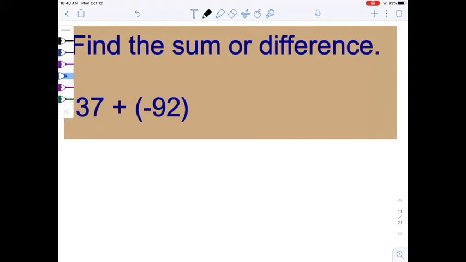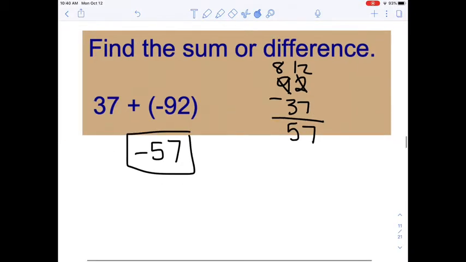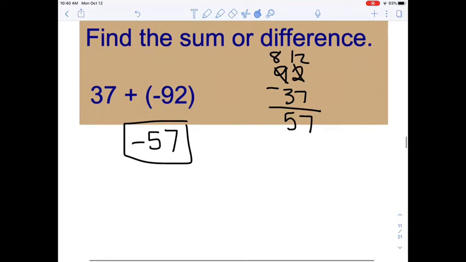Then we have to find the sum here. So we have 37 plus negative 92. They have different signs, so we subtract their absolute values. We take 92 minus 37, and we get 55. Then I keep the sign of the larger absolute value. In this case, negative 92 is way larger in absolute value, and it's a negative number, so we have negative 57 as our answer.